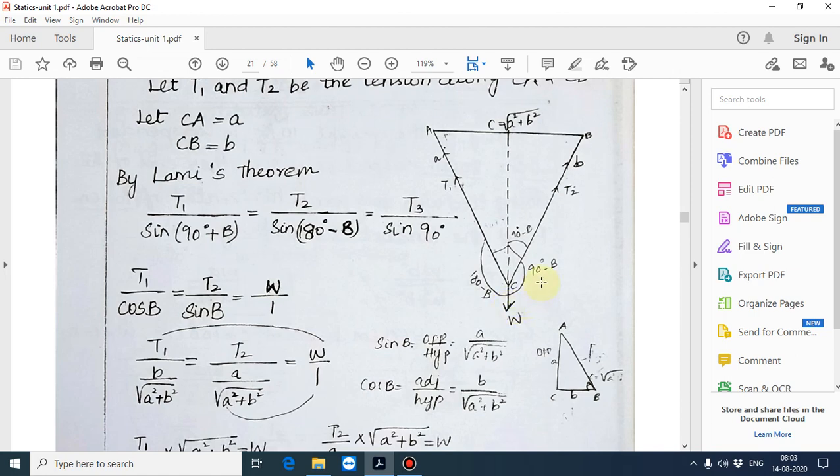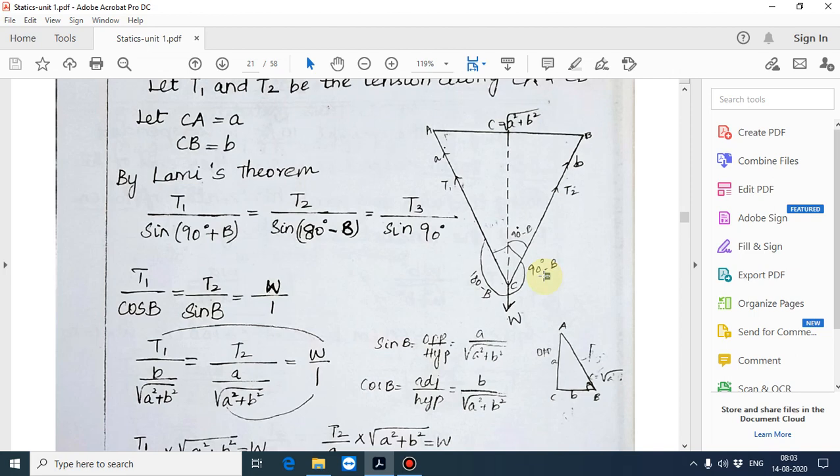See, here the angle, if it is outside, means here 90 plus B, not 90 minus B. Outside means 90 plus B. Inside means 90 minus B, and this whole angle is 180 degrees, so 180 minus B. This one is correct, 180 minus B, and this one, 90 minus B, is also correct. Here, because it's outside, you will get 90 plus B, not 90 minus B.